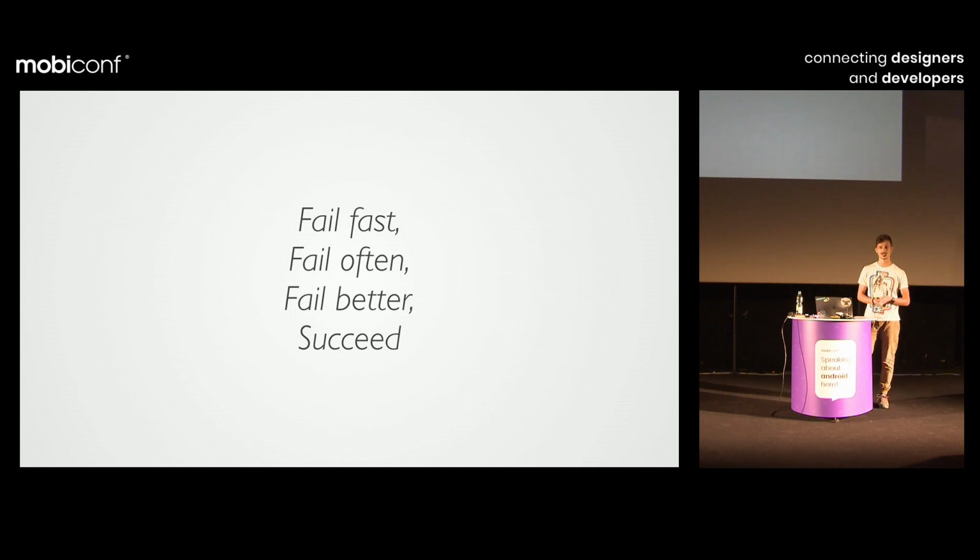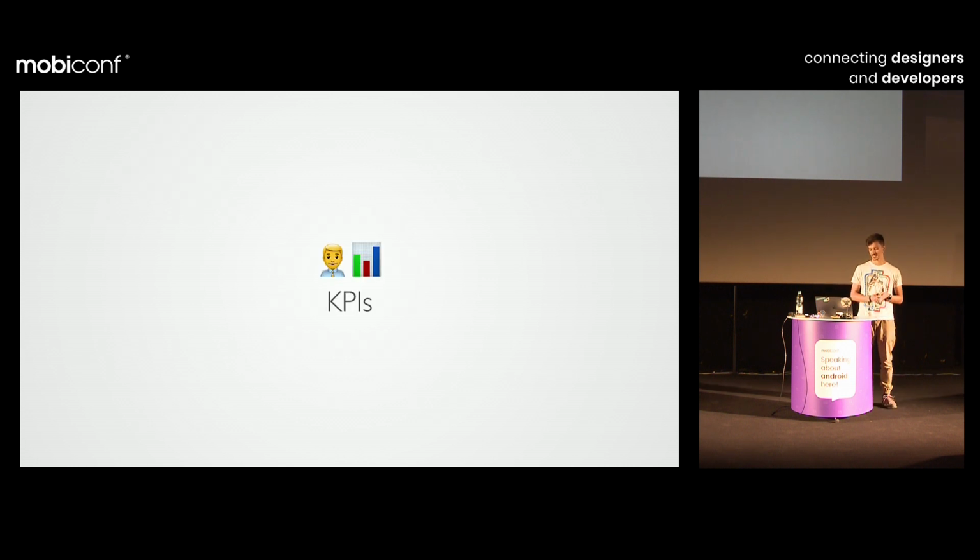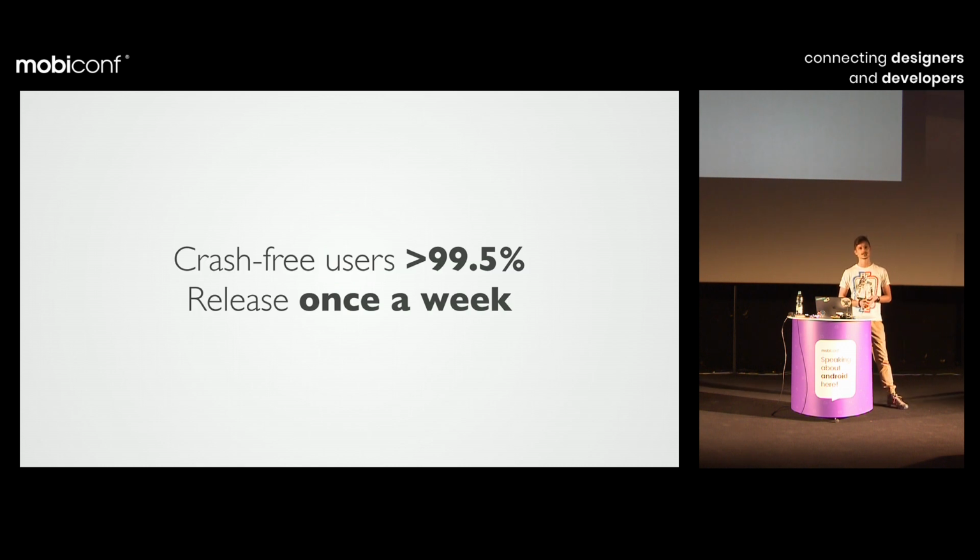When business repeats their mantra, fail fast, fail often, fail better, succeed, it actually means ship fast, iterate often, don't crash, and succeed. And how to measure the success, you can ask. I will tell you, as a manager, by KPIs, or key performance indicators. In our mobile team, they are simple. We want to have a crash-free user rate higher than 99.5 every time. And we want to be able to release once a week.